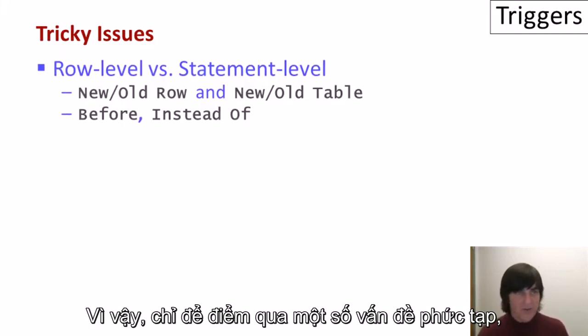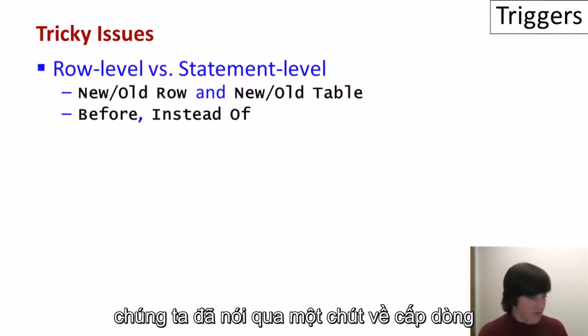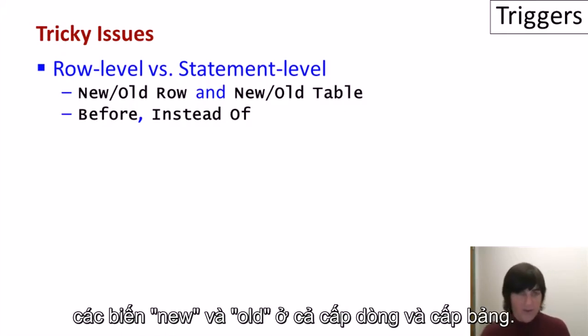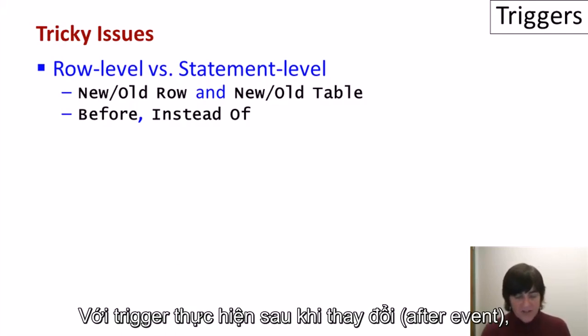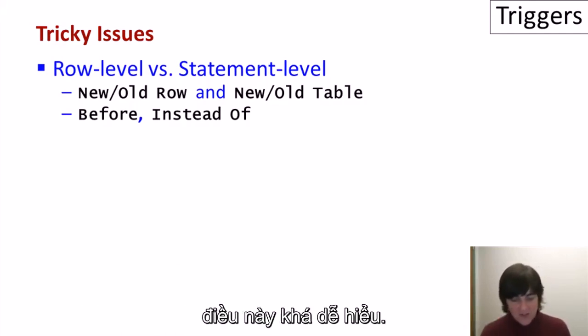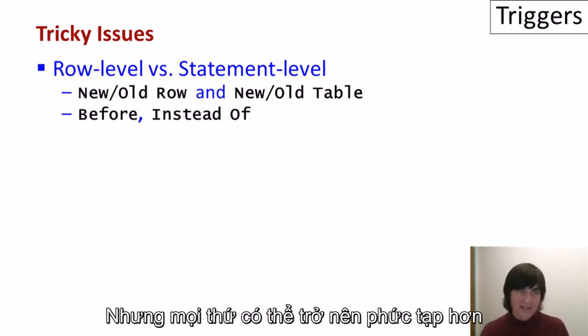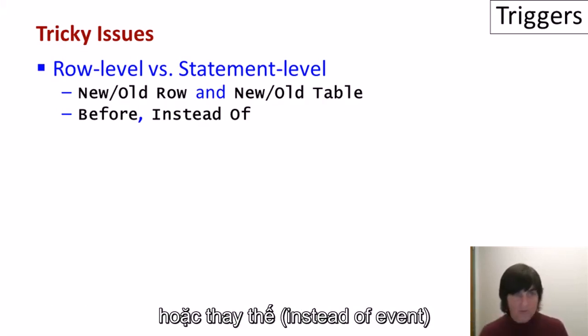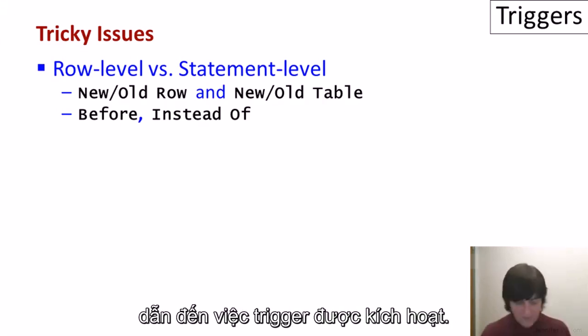So just to go through some of the trickier issues, we talked already a bit about row level versus statement level and the use of the different new and old row and new and old table. With triggers that execute after the modification, this is usually fairly understandable, but things can get more complicated when we have triggers that are activated before the modification or instead of the modification that causes the trigger to be activated.